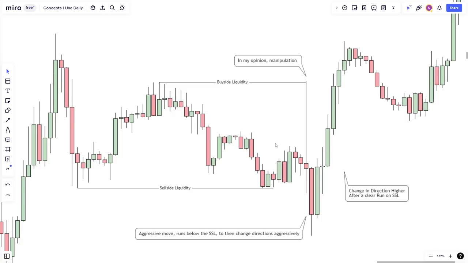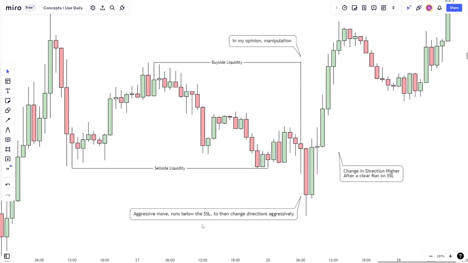I might be wrong about it, but when a tiny run like that happens, I don't really consider it a run on buy side or sell side liquidity, right? So as you can see here, what is it that happens? We had the level that we were discussing just a couple seconds ago, and then price goes aggressively through it, an aggressive move, runs below the sell side liquidity, and then changes direction immediately, right?